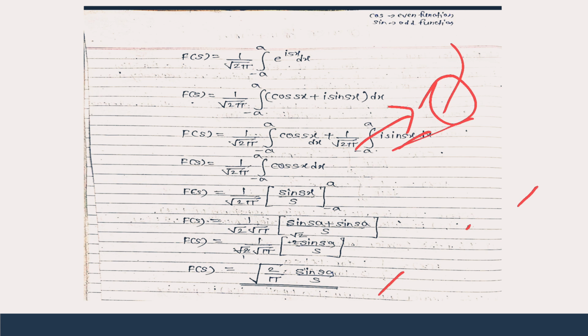Now coming to the remaining term, f of s is equals to 1 by under root 2 pi, integration varies from minus a to a, cos sx into dx. Integration of cos sx will be sin sx divided by s, and putting the limits from minus a to a. After simplification we will get f of s is equals to under root of 2 by pi into sin sa divided by s. This is the solution for the Fourier transformation.